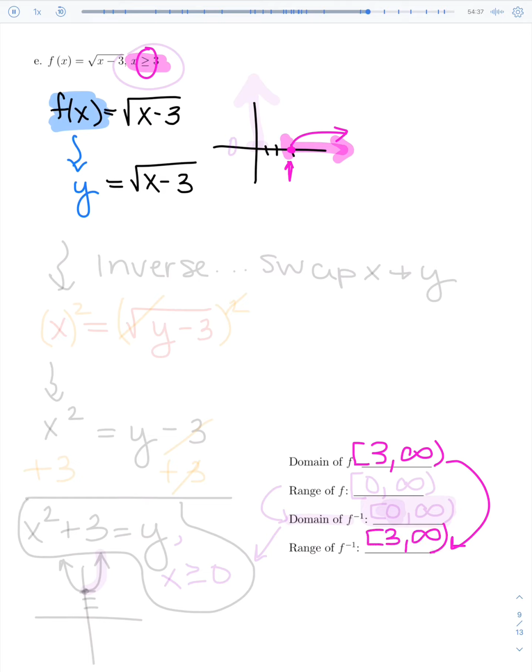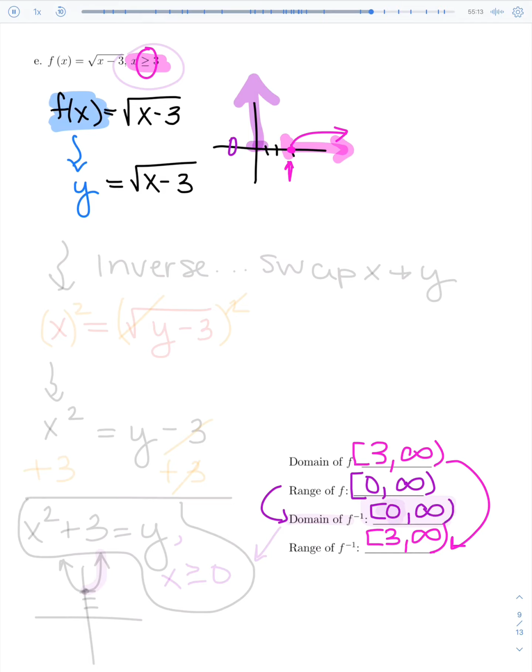And I can do the same little trick for the range as well. Notice that the range of this graph is that it starts at the middle and keeps on going up forever. So it starts here at a y value of 0 and keeps on going forever. So the range of the original function is 0 to infinity. Again, the graph does have a point there at 0, so it should be a bracket. Now the range is going to become the domain of the inverse. So our domain for the inverse should also be 0 to infinity.